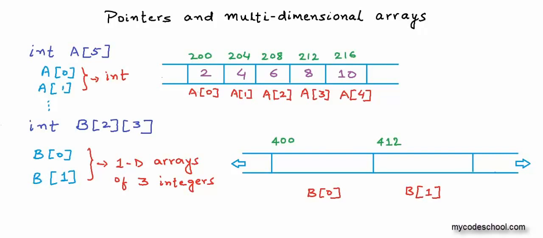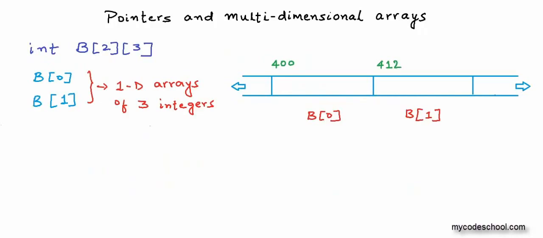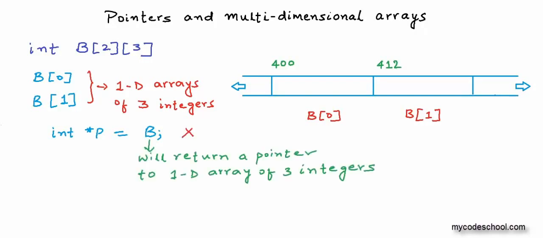412 will be B1. As we had said, name of the array returns a pointer to the first element in the array. This time each element is not an integer. Each element is a one-dimensional array of 3 integers. So if I would write a statement like this, int asterisk p equal B, then this will give me a compilation error, because B will return a pointer to 1D array of 3 integers and not just a pointer to integer. The type of a pointer matters not when you have to read the address. It matters when you dereference or when you perform pointer arithmetic. It's really important that we understand this.